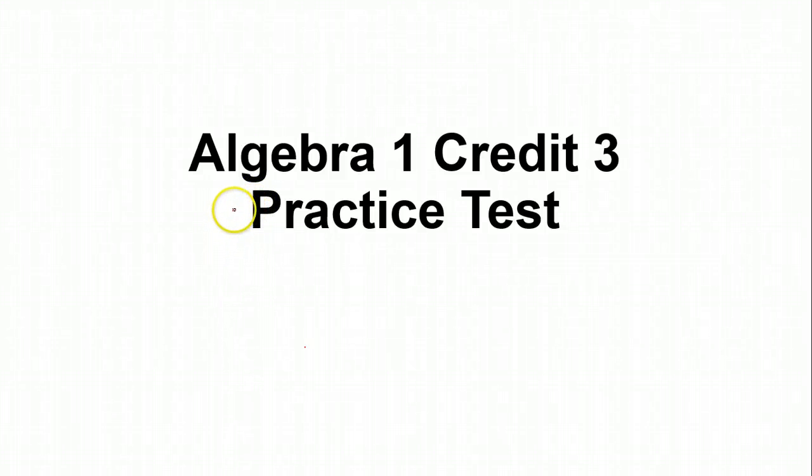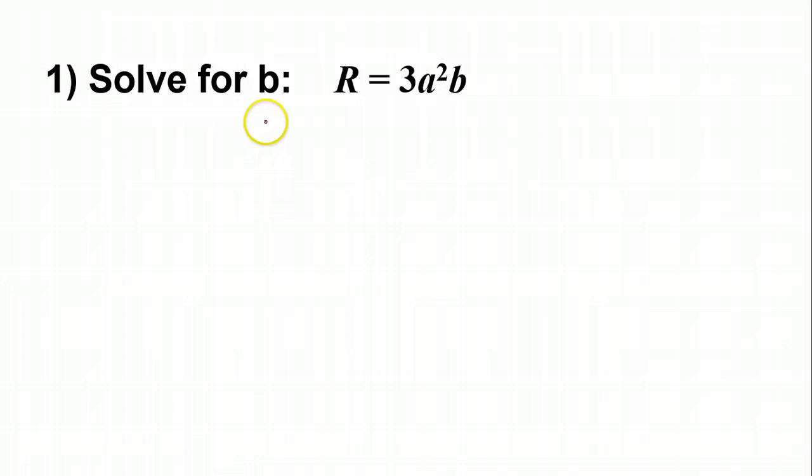We're going to be going over the practice test before you actually go in and take the test for Algebra 1, Credit 3. We'll start with the first one. It says solve for b, which means we're going to make this variable by itself. As you can see, there's some other stuff there that we need to get rid of.